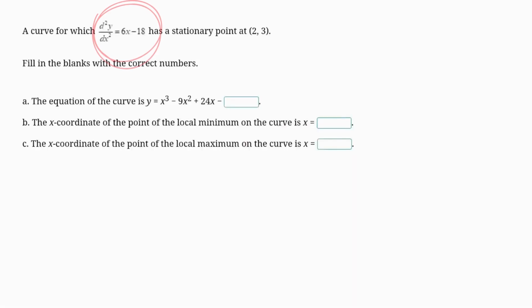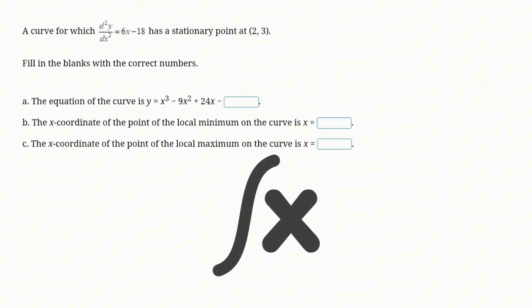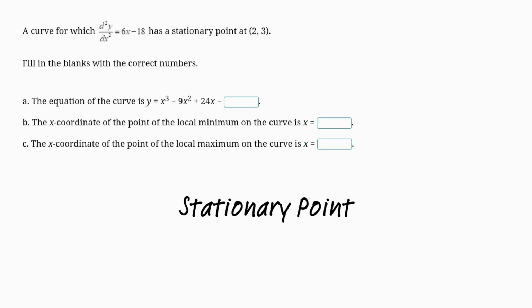You are given the second derivative, one single point, and asked to find the entire equation of a curve. Most students panic when they see d squared y over dx squared, but this is actually a secret roadmap. Today, I'm going to show you how to use integration and the stationary point hint to solve this problem.